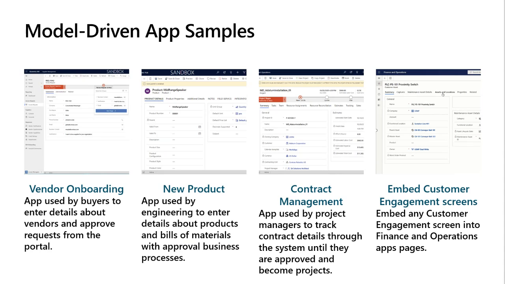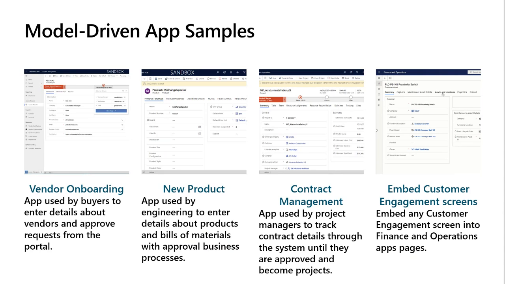The third example here is contract management. And this is actually again, it's a standard screen that's available in customer engagement where you can set up project contracts. And the idea here is that project managers can track those contract details through the system until they become a project. And you might extend or enhance that functionality to make it easier for the various people in your organization to contribute to that project contract or view and approve those project contracts.